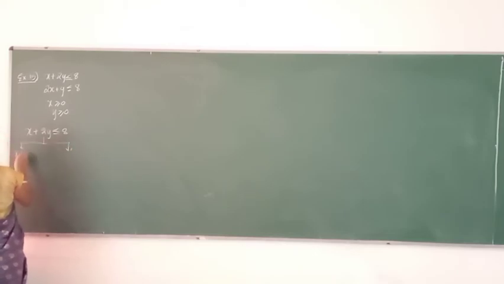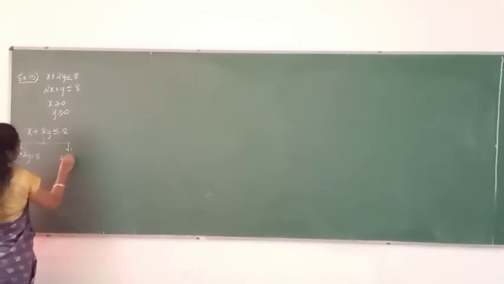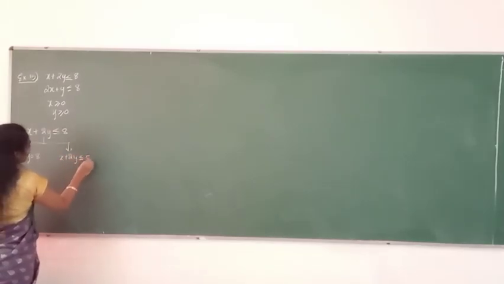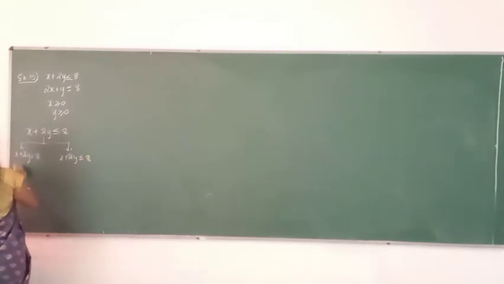So here x plus 2y is equal to 8, and x plus 2y is less than or equal to 8. In this condition, when x is equal to 0, y we are getting 2 fours are 8, so y is 4. So B is nothing but 0, 4. Okay. Next one.